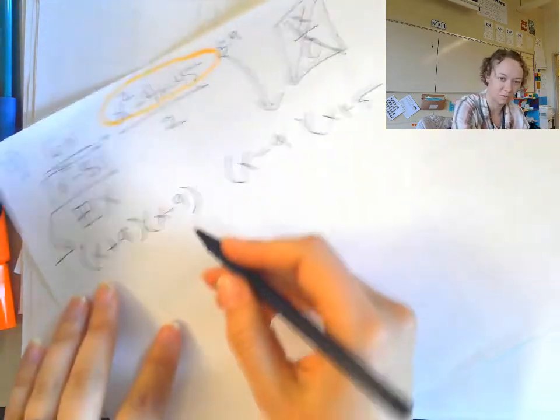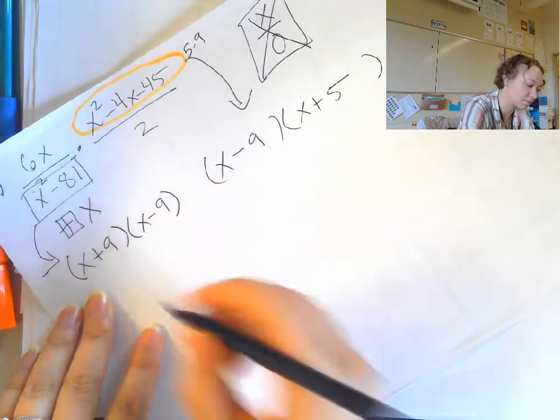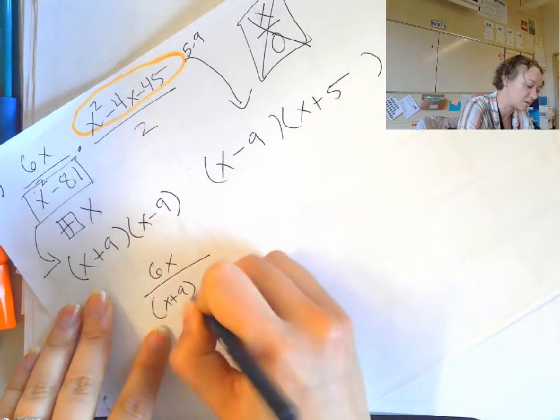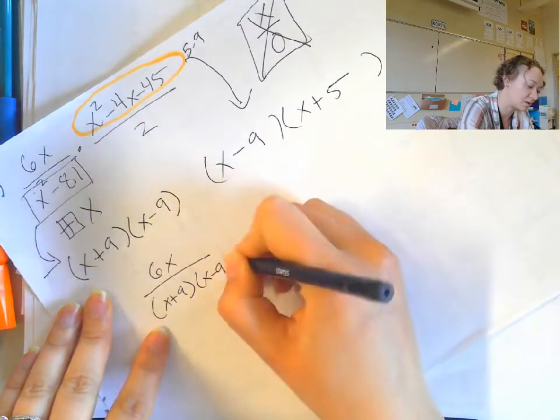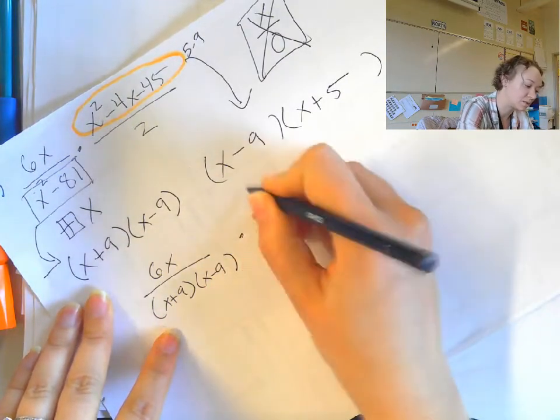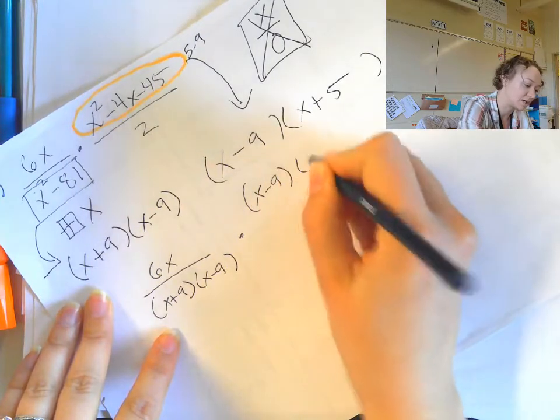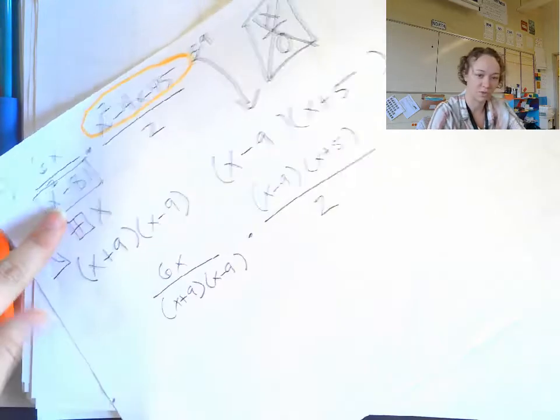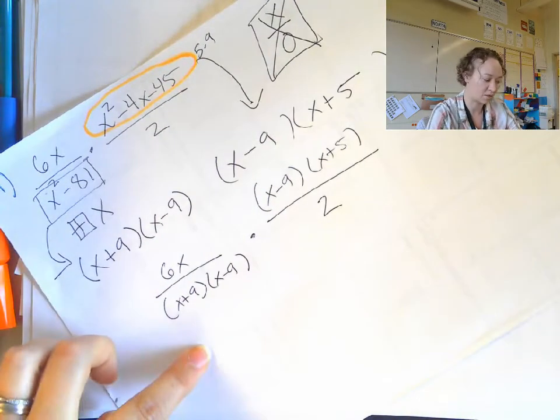So I'm just going to rewrite it with those things. So 6x is at the top, x plus 9, x minus 9, and then x minus 9, x plus 5 over 2. So I just rewrote that original equation with the factoring.